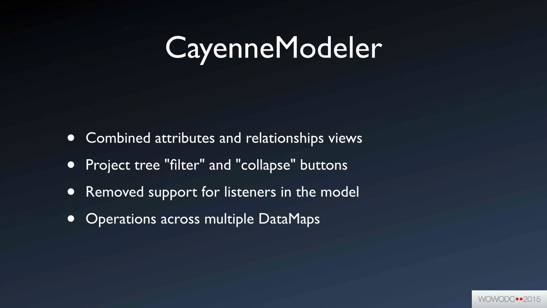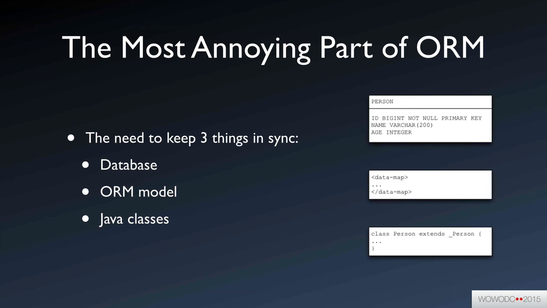We removed listeners from the model, and we still have callbacks on entities, which are the same thing, but they are invoked on the entity objects, on data objects. But if you have an external listener, we don't want Cayenne to manage that. You put it in dependency injection, and you register listeners with annotations now. And we also support operations across multiple data maps. So if you want to generate classes across your entire project, you can do that. So these are the modeler improvements.